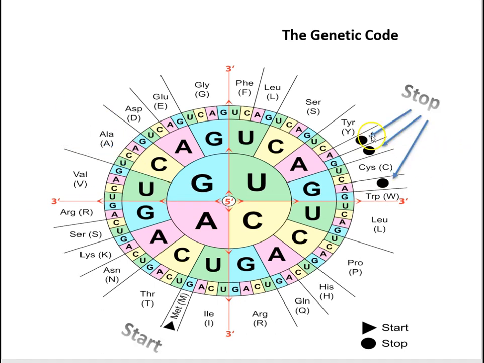Notice then we also have 3 triplets that can represent stop. It means the end of the message. And in fact, the first triplet in a messenger RNA sequence is going to specify methionine. That's an amino acid. So now let's see how we can use this diagram to decode the amino acid sequence when given a messenger RNA sequence.